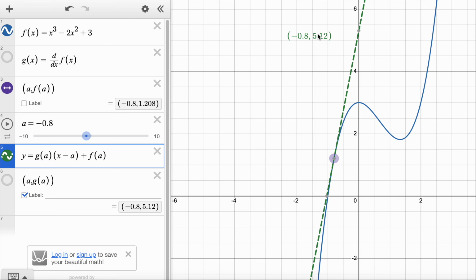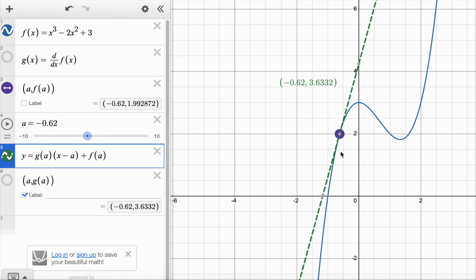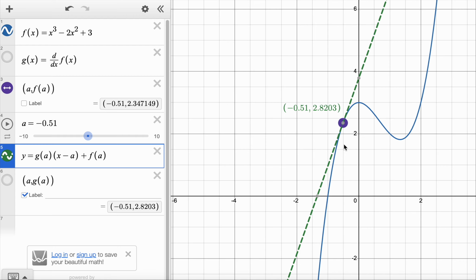Well, what does that value tell us? That value is telling us how fast the y value is going up, in this case because it's positive, with respect to the original f of x, right? So let's look at what happens when we move the point along the curve. Right now it's going up at a rate of 5.12. And as I move this point along, now it's getting smaller, right? 3.4, now it's under 3.